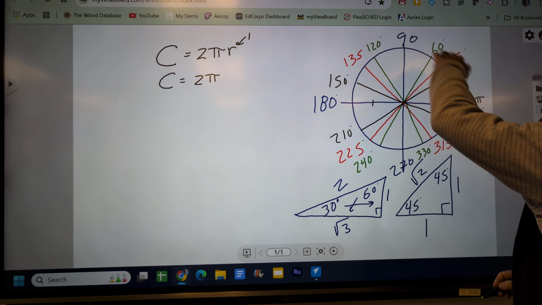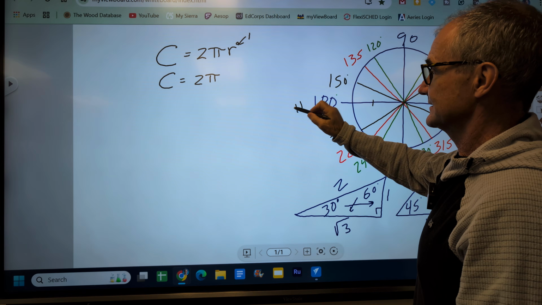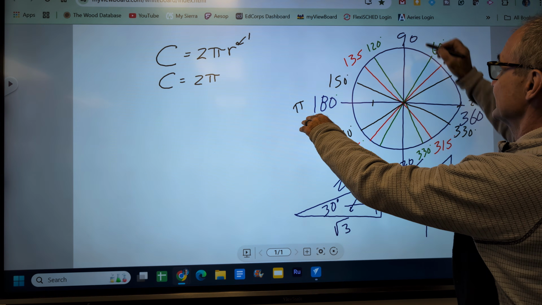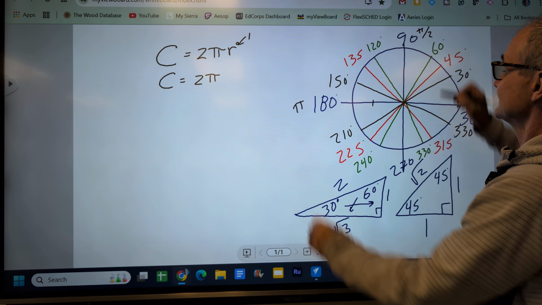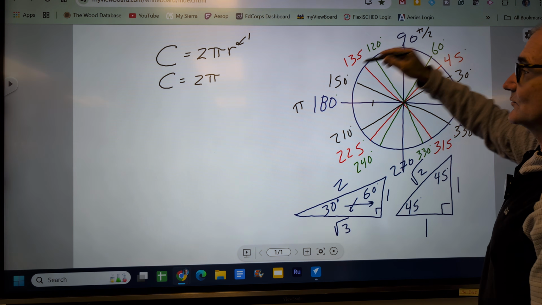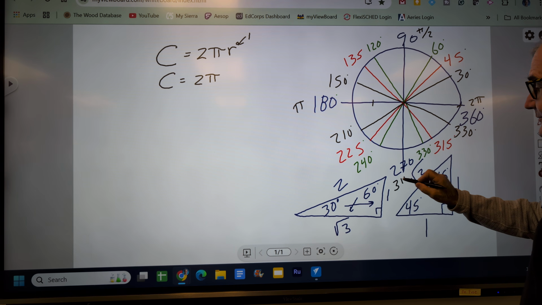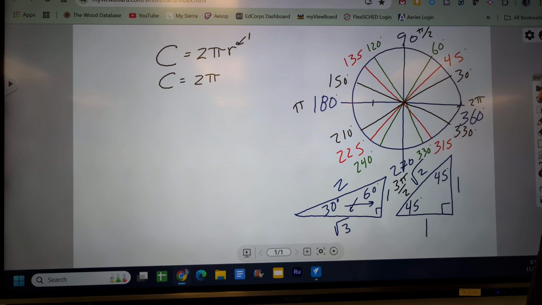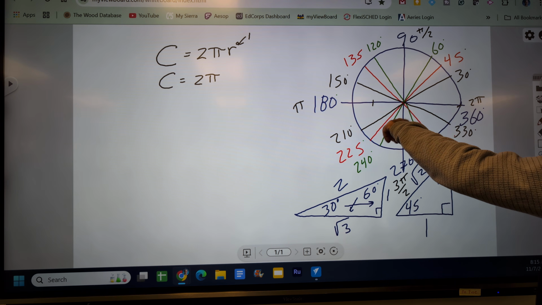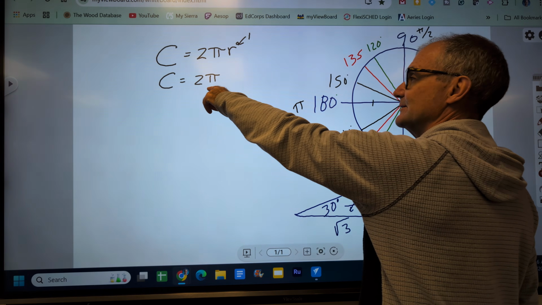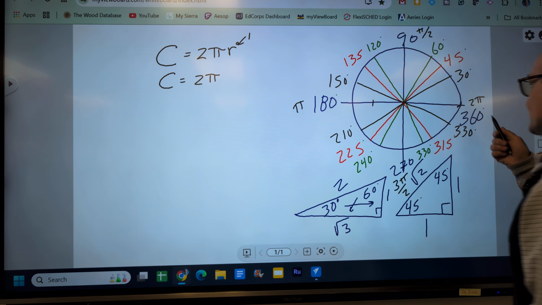So that means half a circle would be pi. Half of pi right here would be pi over 2, right? I got 1/2, 1, 1.5, 2. 1.5 would be 3 pi over 2. Again, it's a unit circle. Radius is 1. All the way around is 2 pi or 360.